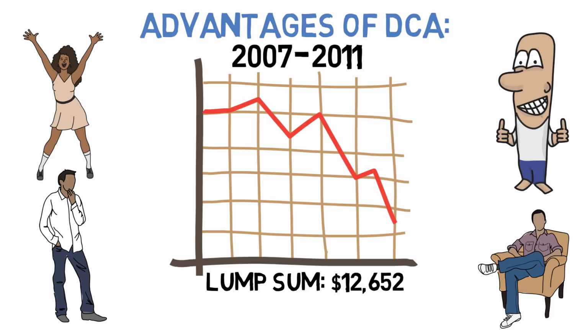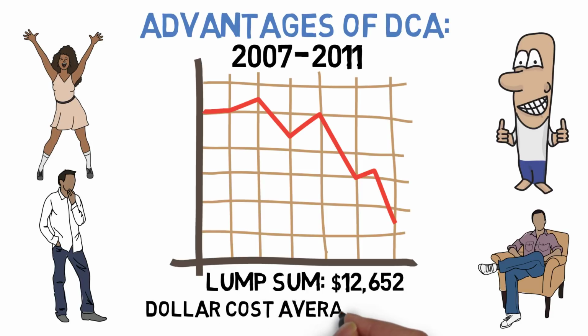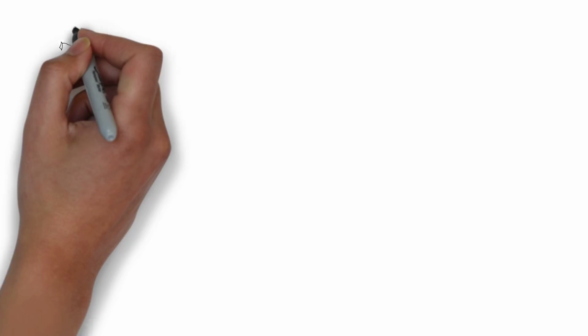$12,652. But if you were to use dollar cost averaging and spread that $6,000 inheritance over the 5-year period equally, investing $1,200 a year into the market in addition to his usual out-of-pocket investments, he would end up with a net worth of $26,553. So over the short term, it can work out in your favor.